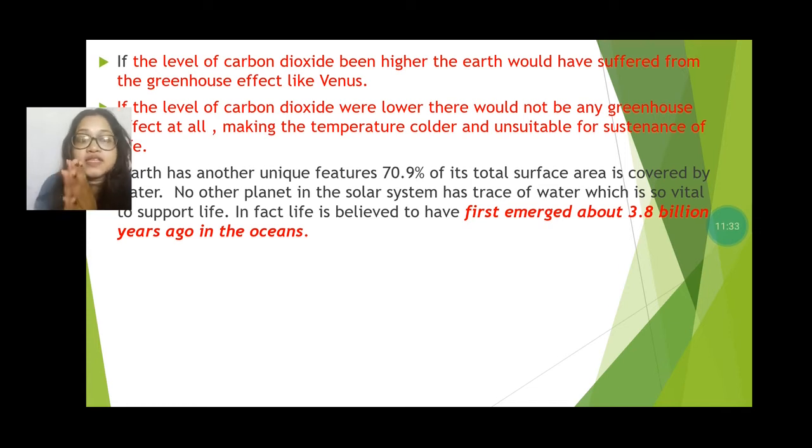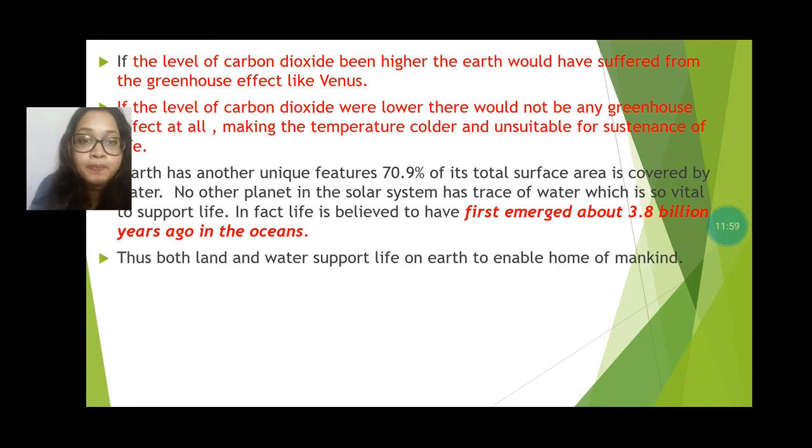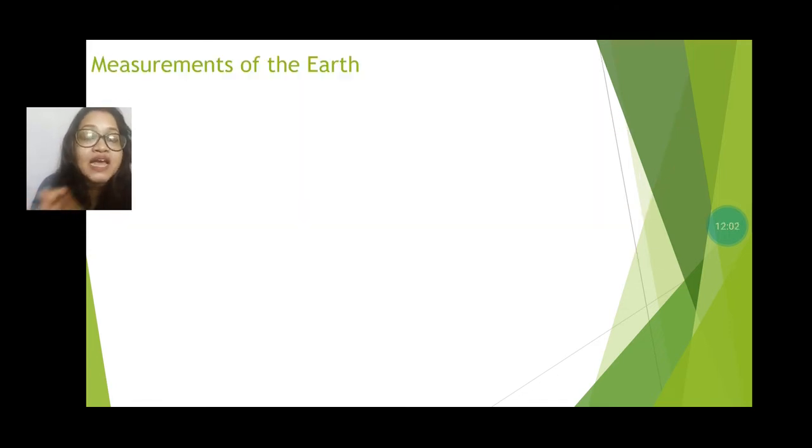The earth has another most important feature: 70.9% of its total surface is covered by water, and water is the most important for any living thing. Life was first found on the earth 3.8 billion years ago in the oceans. So both land and water are in proper position, so life can exist on the earth.